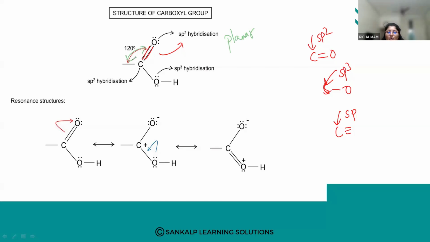Here the carboxyl carbon is less electrophilic than the carbonyl carbon. You can see this oxygen is sp3 hybridized. This is sp2 because it is associated with the double bond. This is also sp2 and the bond angle is 120. When you see the resonating structures, you can see that the carboxylic carbon is less electrophilic than the carbonyl carbon, and you can find it out through the resonating structures.